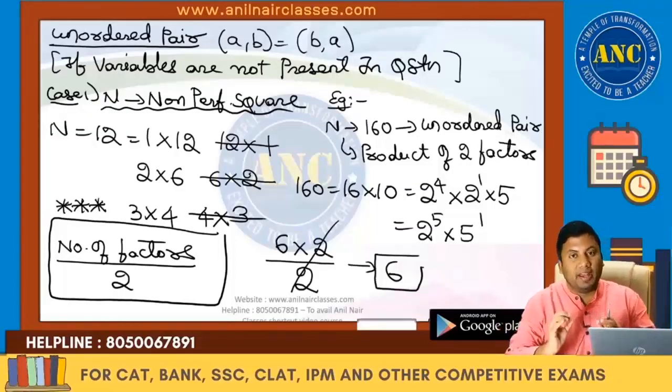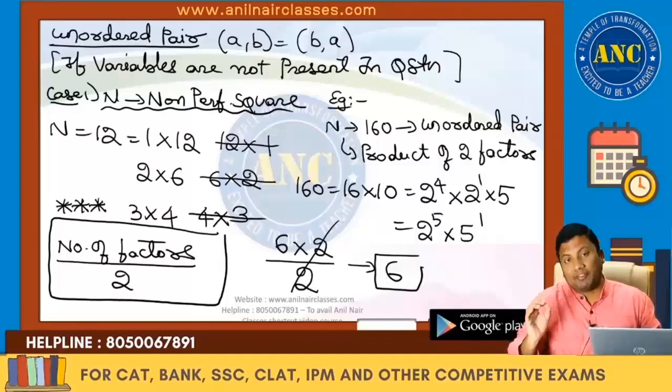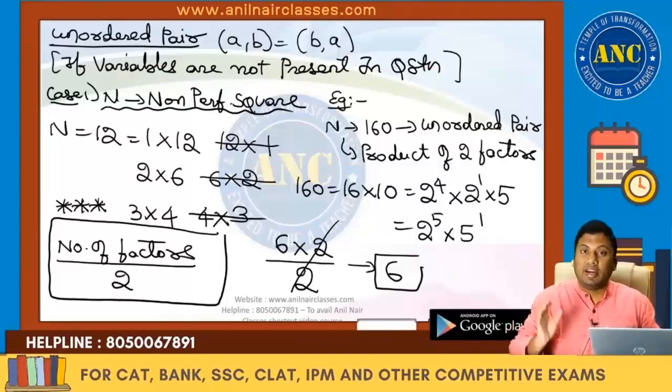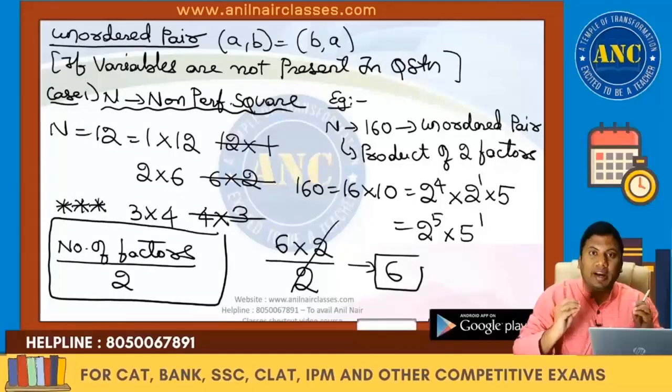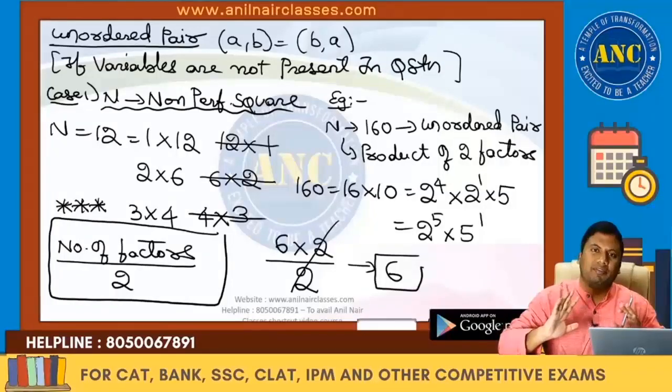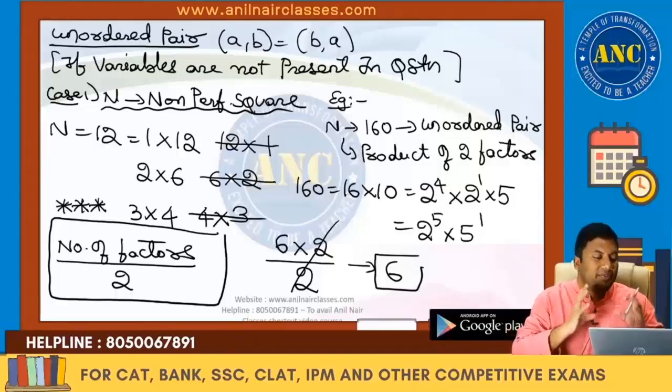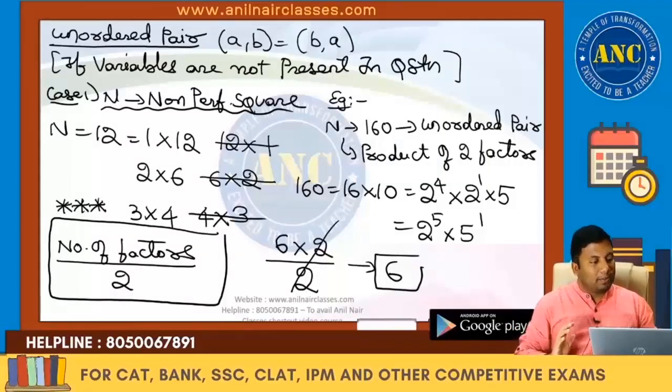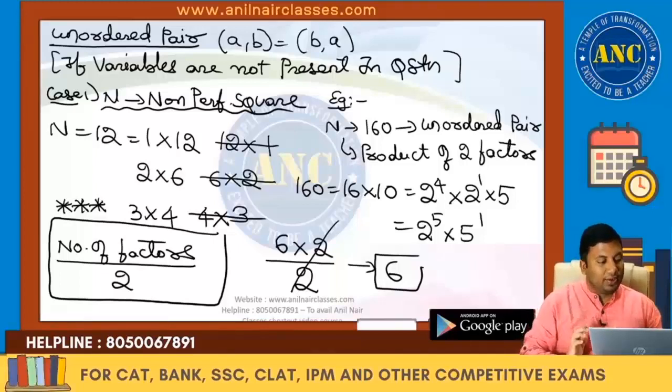In an ordered pair, there is no difference between a perfect square and a non-perfect square. But in an unordered pair, there is a difference between a non-perfect square and a perfect square. Ordered pair, no difference: directly it is the number of factors. In an unordered pair, there is a difference because we have to eliminate the duplicates. I hope in the unordered pair, case 1 is clear to you. Case 2.